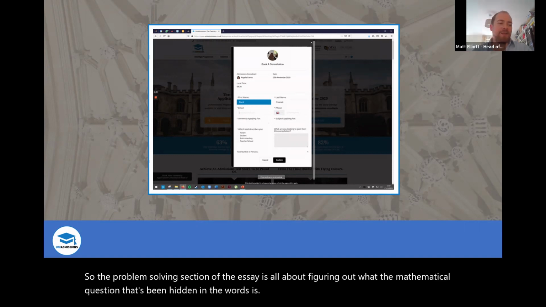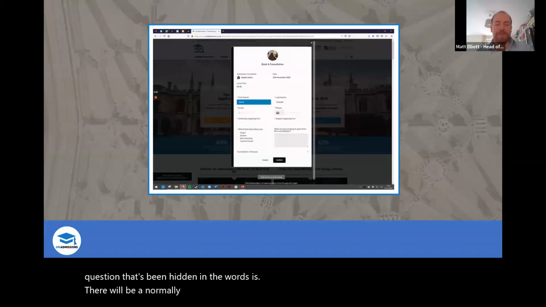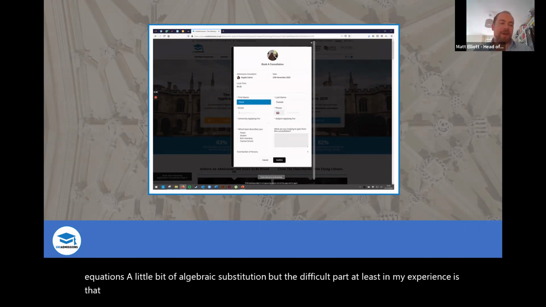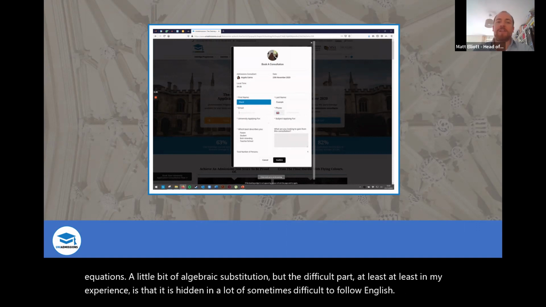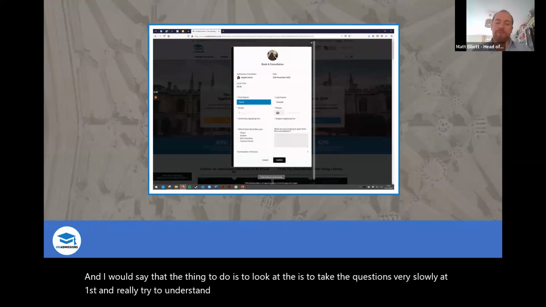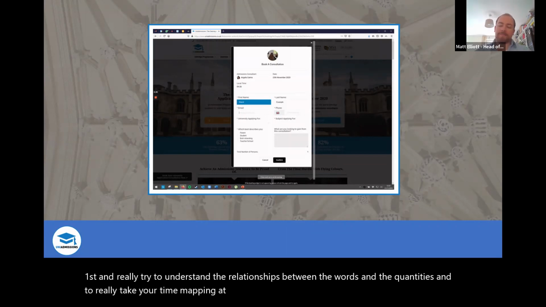There will normally be a not especially complicated piece of math, some simultaneous equations, a little bit of algebraic substitution. But the difficult part, at least in my experience, is that it is hidden in a lot of sometimes difficult to follow English. So I'd say the thing to do is to take the questions very slowly at first and really try to understand the relationships between the words and the quantities, and to really take your time mapping it all out. And perhaps work on a vocabulary list to help you deal with the vocabulary challenges.